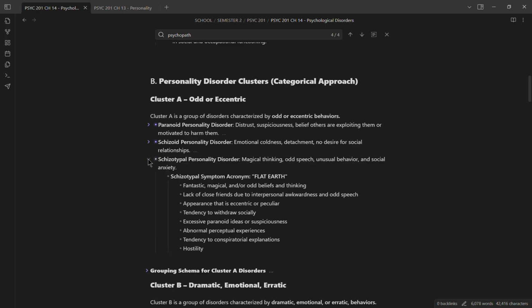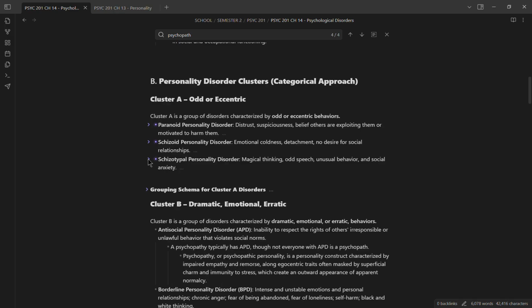Then we have schizotypal personality disorder. Fitting, the acronym for this is Flat Earth. Why? Because these people usually have fantastical, magical, and/or odd beliefs and thinking. They don't really have many close friends due to interpersonal awkwardness and odd speech. Their appearance is usually eccentric or peculiar, right? They have the tendency to withdraw socially. They're excessively paranoid about different things and suspicious. They have abnormal perceptual experiences. They have the tendency to think in conspiracies, and are sometimes hostile. They think magically. They have odd speech, unusual behavior, and social anxiety. These are your schizotypal people.